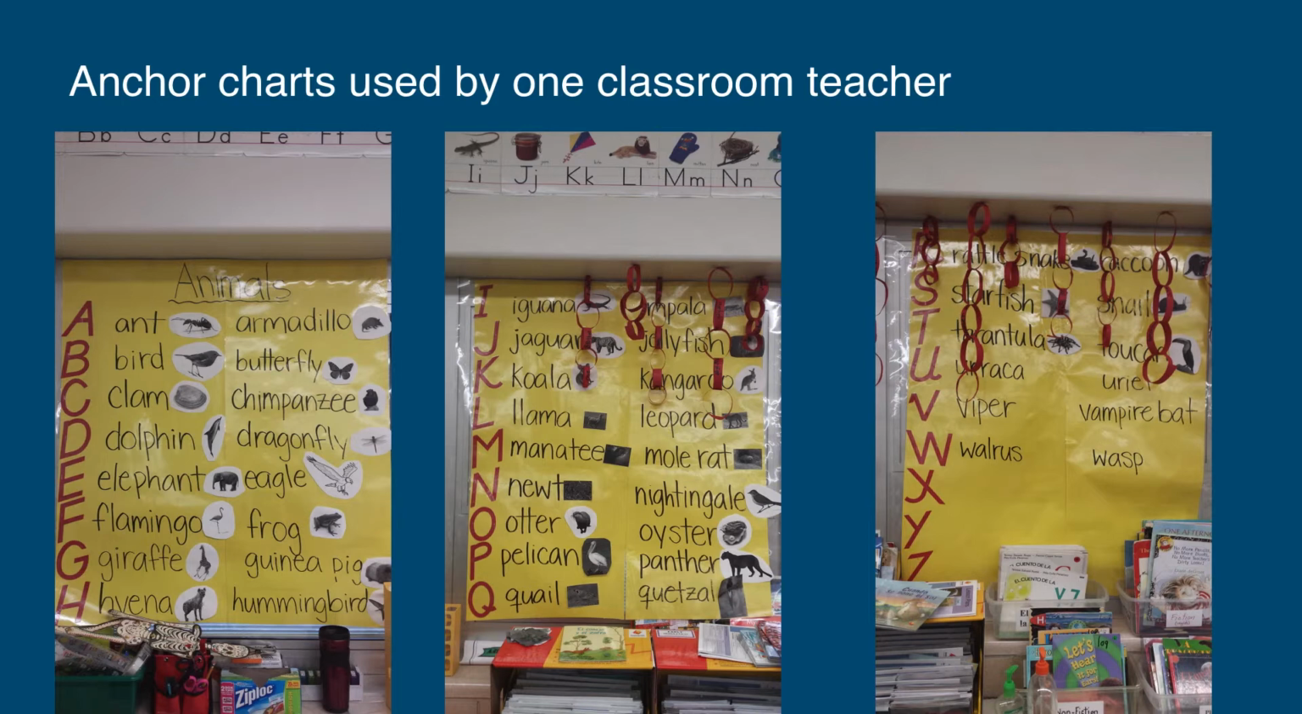Sometimes the students work as partners and sometimes they work in a whole group. On this specific lesson, the students were back and forth between whole group instruction and small group instruction.